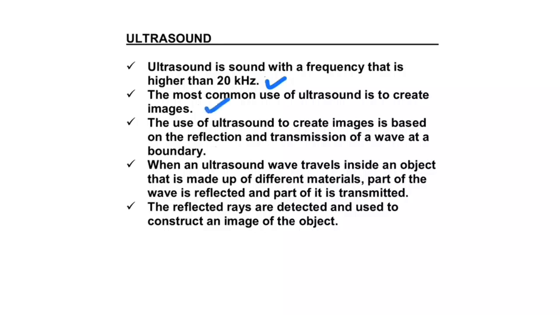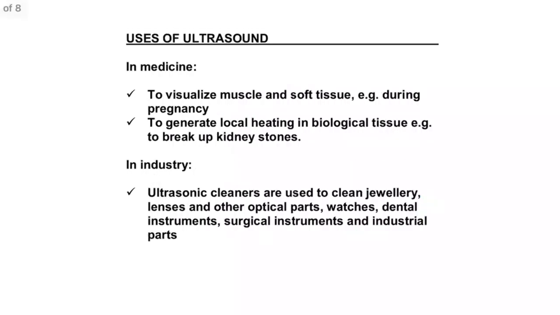The use of ultrasound to create images is based on the reflection and transmission of a wave at a boundary. When an ultrasound wave travels inside an object made up of different materials, part of the wave is reflected and part of it is transmitted. The reflected rays are detected and used to construct an image of the object. So that is ultrasound. And lastly, let's talk about the use of ultrasound in medicine and in the industry.